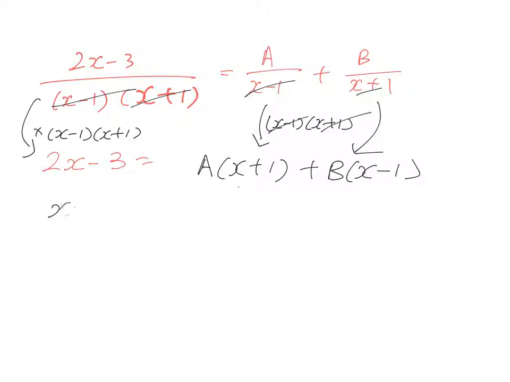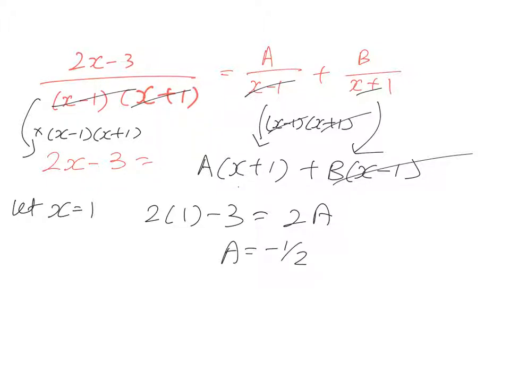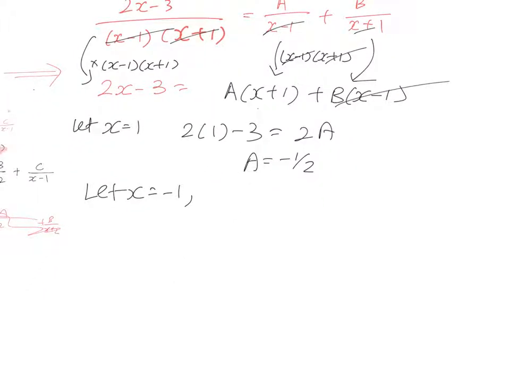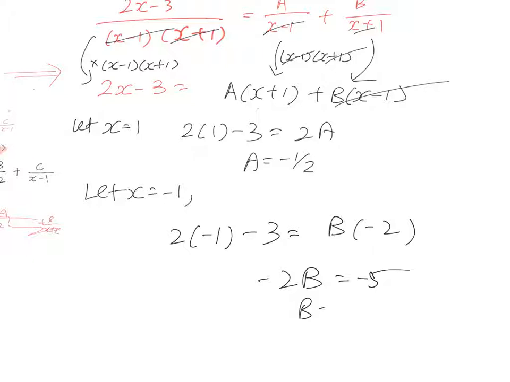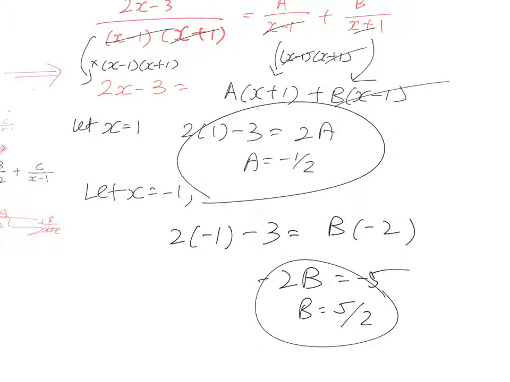Example, let x = 1. Left hand side is 2(1) − 3. Right hand side, the B term becomes 0, so you have 2A. 2A = −1, so A = −1/2. Then let x = −1. You substitute to make terms disappear. 2(−1) − 3 = A(x + 1), which disappears, and you are left with −2B = −5. So B = 5/2.